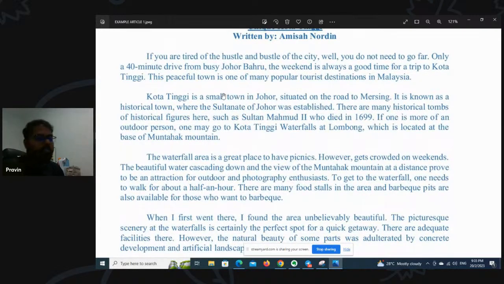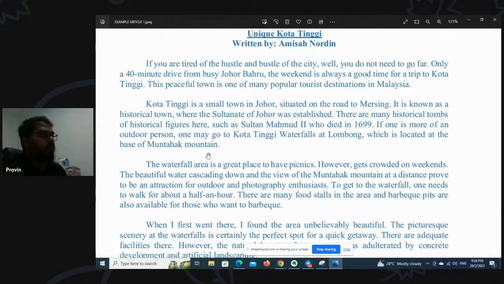So let's look at the second paragraph. Kota Tinggi is a small town in Johor situated on the road to Mersing. It is known as a historical town where the Sultanate of Johor was established. There are many historical tombs of historical figures here, such as Sultan Mahmud II, who died in 1699. If one is more of an outdoor person, one may go to Kota Tinggi Waterfalls at Lombok, which is located at the base of Muntahak Mountain. So here they clearly tell you Kota Tinggi is near Mersing, there is a lot of history, there are tombs. I forgot what it is in Malay. Okay, alright. And if you like the outdoors, you can go to Kota Tinggi Waterfall, which is located near Muntahak Mountain.